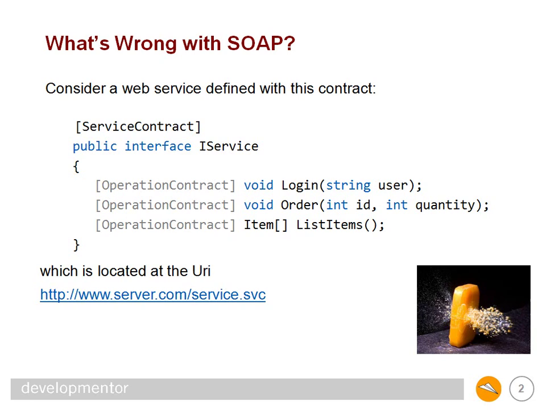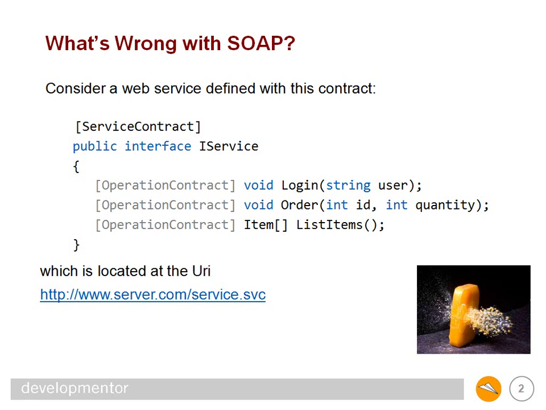Now, suppose that this is using one of the SOAP-based bindings, such as basic HTTP binding or WS HTTP binding. When I want to perform the login operation, the way the protocol works is I send a post message to the URL service.svc with an action set to login. If I want to do the order operation, I do a post message to service.svc with the action order, and for list items, again a post to the same URL with the action equal list items.